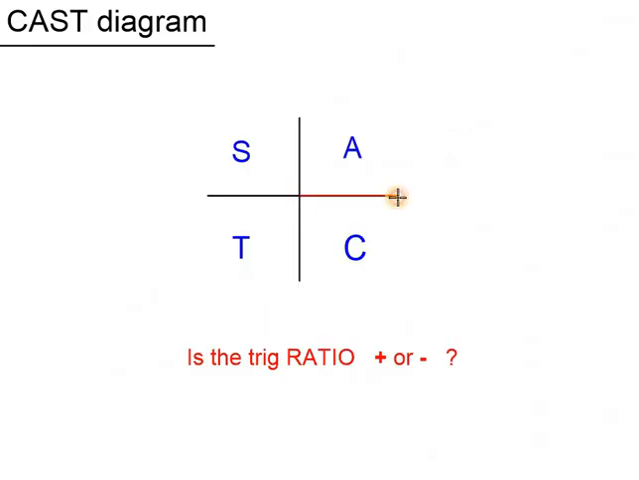Now this is also true for negative angles. So if I had an angle of minus 20 degrees, the cosine ratio would be positive. Sine and tan for minus 20 degrees would be negative. For an angle of minus 120 degrees, only tan is positive. Minus 240 degrees, only sine would have a positive ratio, and so on.